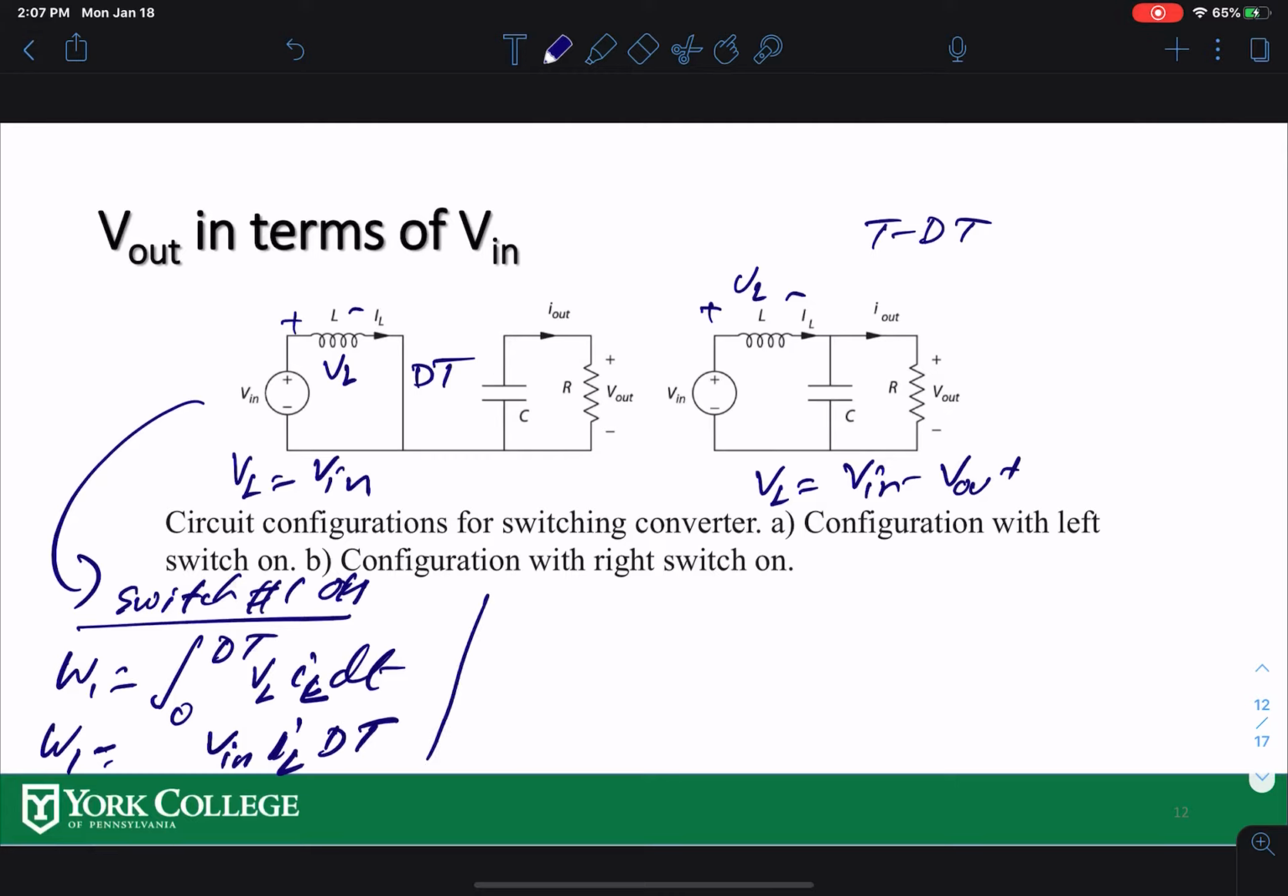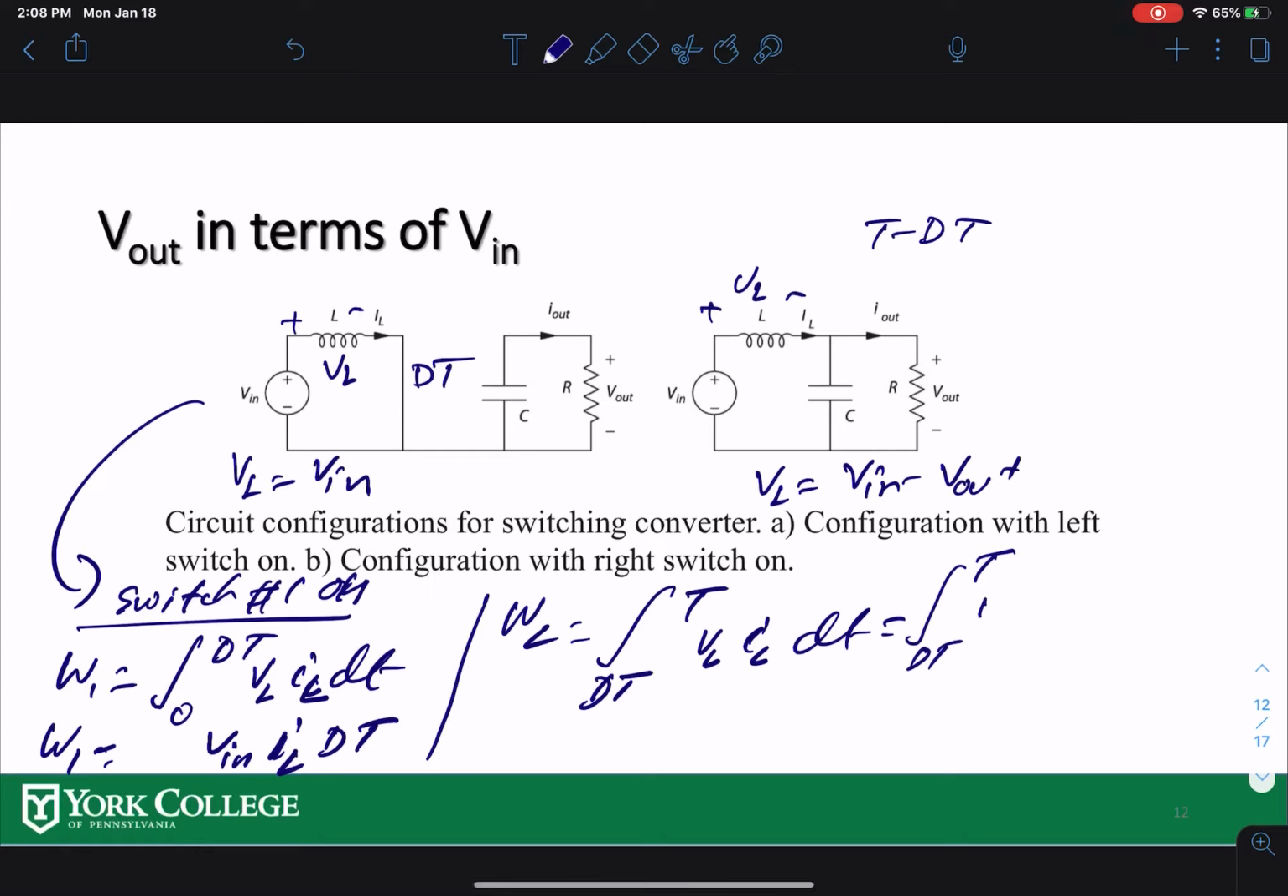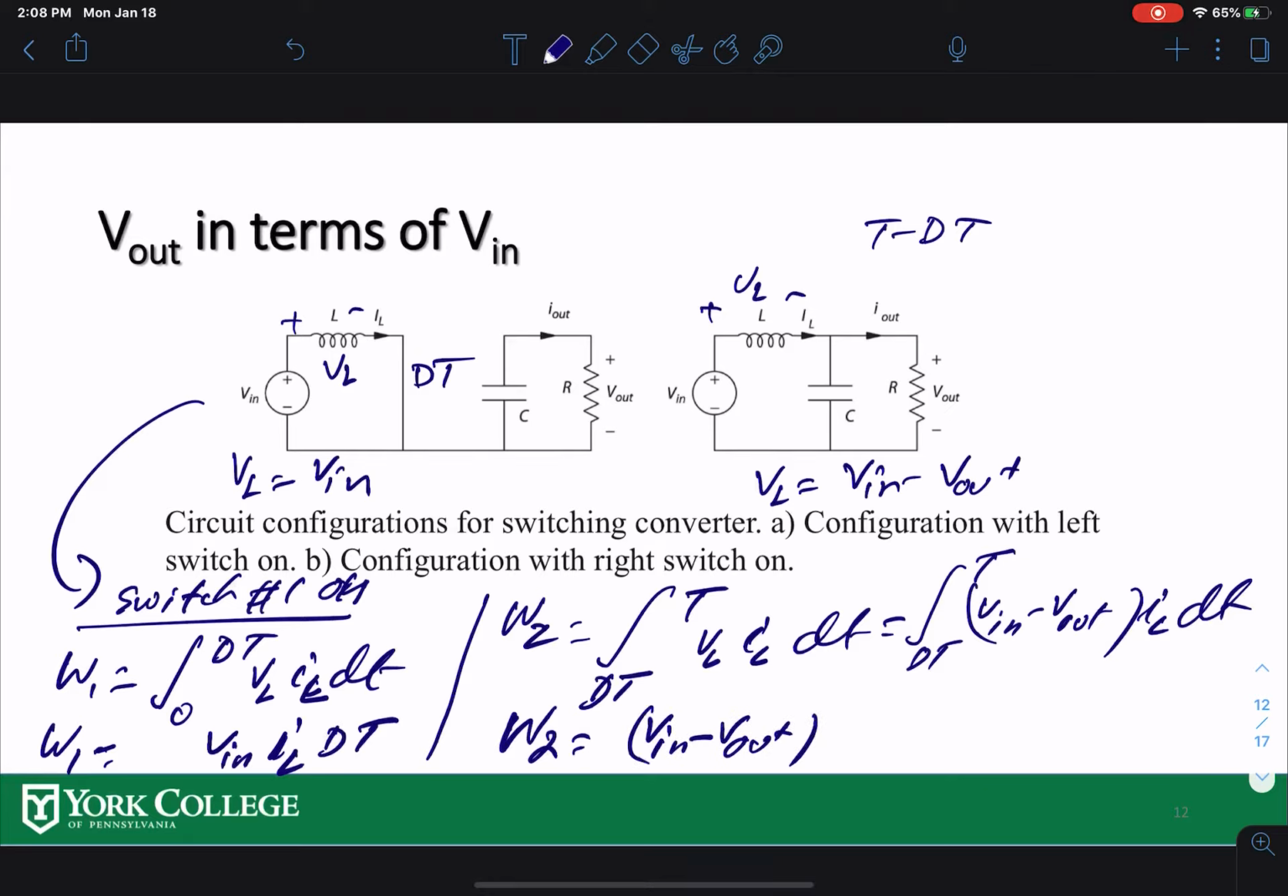That's for W1. For W2, I'm on from DT to T, the rest of the period. Then it's VL IL dt, still from DT to T. VL is V in minus V out, times IL dt. Now if you finish the integration, W2 would be V in minus V out times IL, and your time would be T minus DT.